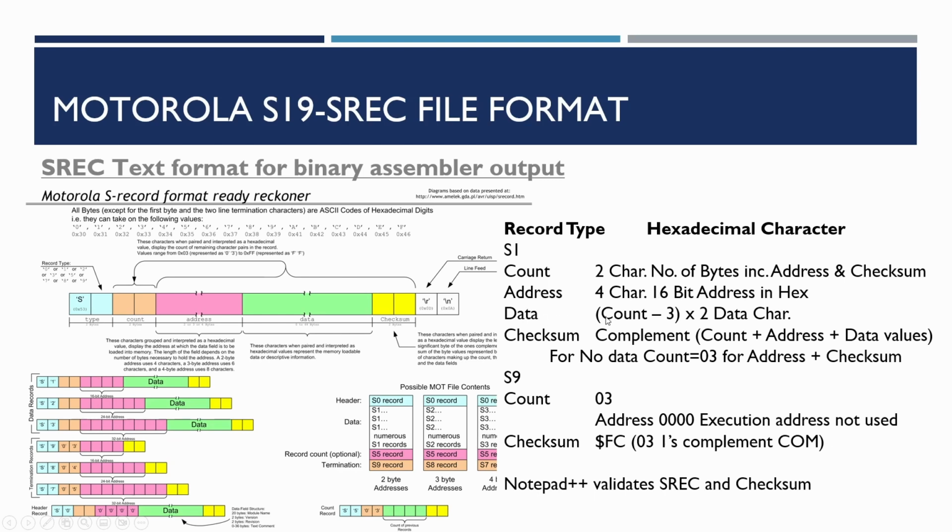And then the data will in fact normally be in blocks of, say, 16 bytes or 32 bytes quite often. And in general, the count value will not refer to the total number of data bytes. The total number of data bytes will be the count minus 3, and then multiply by 2 to get the number of characters. So we'll look at that in an example file in a minute. And then the checksum is a fairly simple checksum. It's just the sum of the count, the address, and all the data values. And then finally, that value is complemented, so all the bits are reversed.